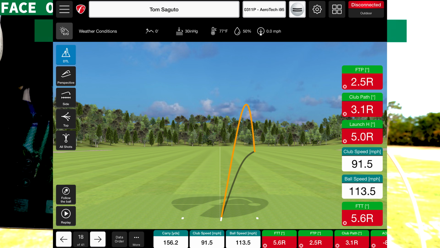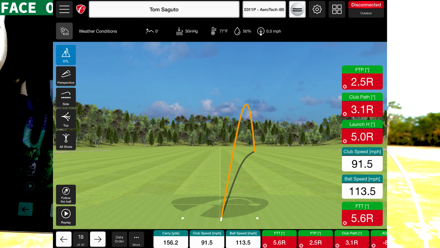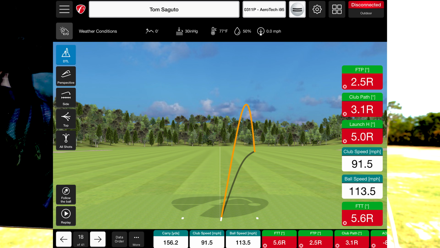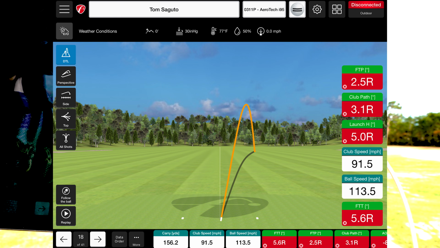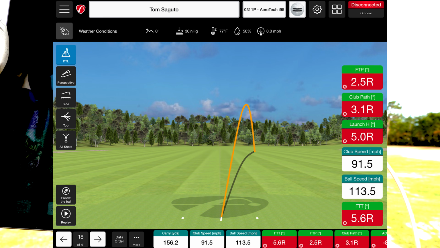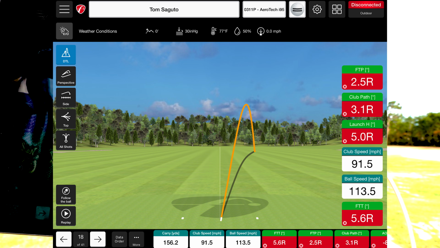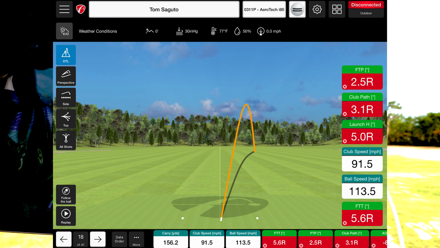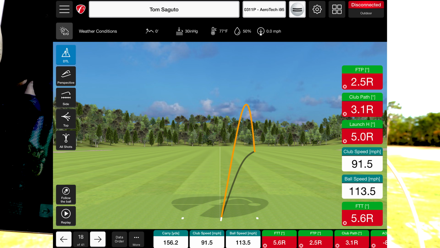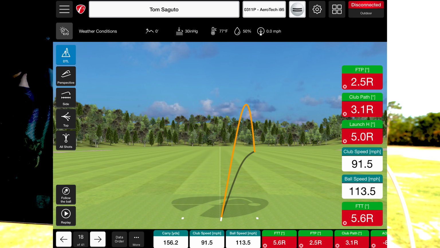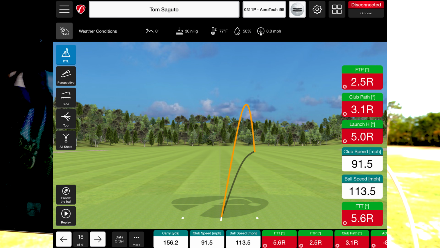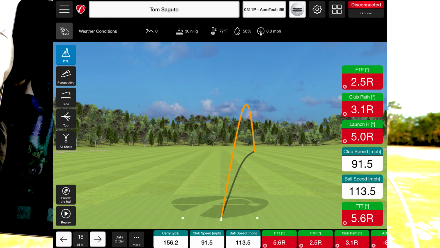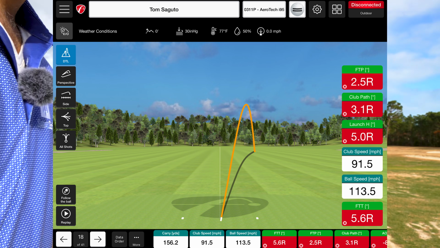So looking at this, what you'll see, face to path is 2.5 degrees right. That's a fade. Now what's interesting here is I swung 3.1 degrees to the right. So I swung into out, but the face was 5.6 degrees right. So my face is more open than the path. That's that face to path number. 2.5 degrees to right means it's going to fade. So even though I swung into out, which in theory you'd be like, oh, that's going to draw the ball, but not necessarily, because the face was too open to the path. So the face is more open than the path, the ball will fade.